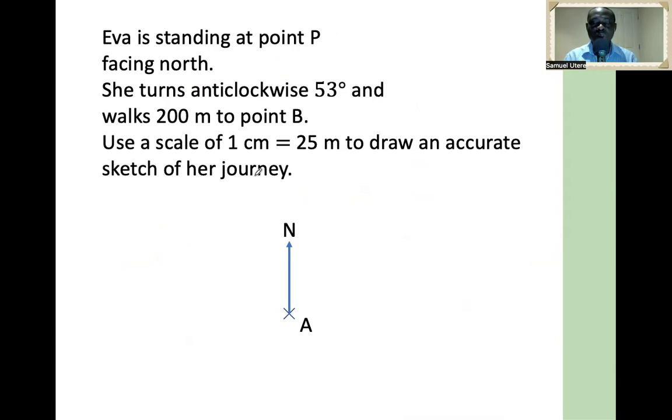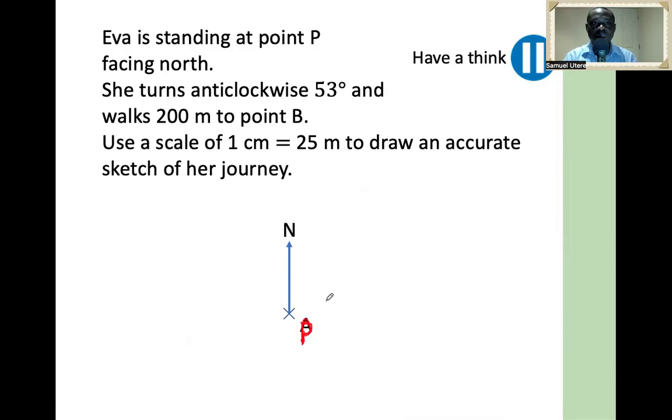Assuming you've paused the video and you've tried this out, here are the answers. So here you ask Eva is standing at point P. So here is labeled A, but it should really be P, okay? So sorry about that. So that should be P. So Eva is standing at point P, facing north. She turns anti-clockwise 53 degrees and walks 200 meters to point B.